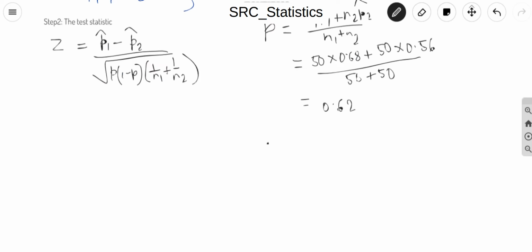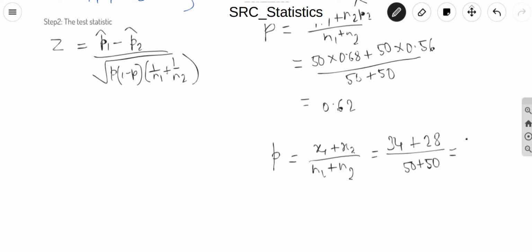Another way to calculate this pooled proportion P is x1 plus x2 divided by n1 plus n2. Suppose the question was given without the sample proportions, and it was given that out of 50 people 34 supported the law, and for the second city out of 50 people 28 supported the law. That means n1, x1 and x2 are given, then we just use this formula to find the pooled proportion, 0.62.